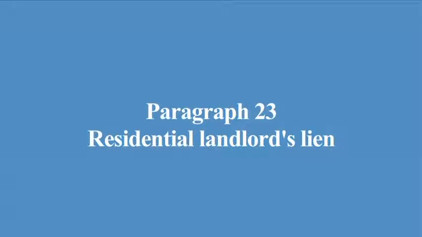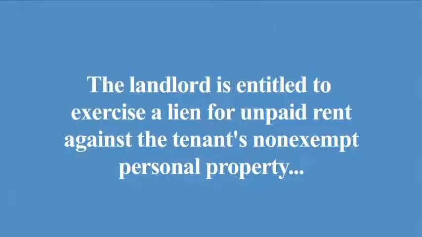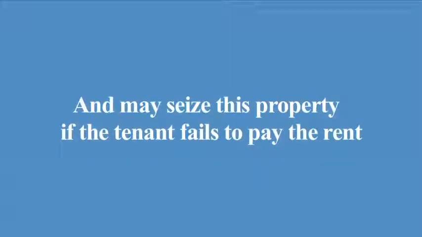Paragraph 23, residential landlord's lien. This paragraph explains that a landlord is entitled to exercise a lien for unpaid rent against the tenant's non-exempt personal property and may seize this property if the tenant fails to pay the rent. The tenant should review Subchapter C, Chapter 54 of the Texas Property Code, which governs the rights and obligations of the parties regarding the lien. Consult with an attorney for more information.